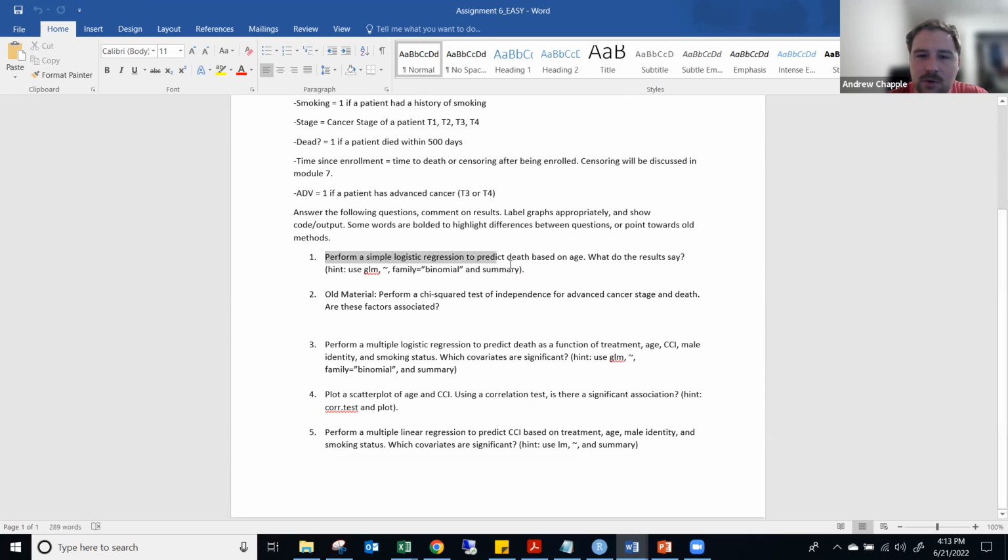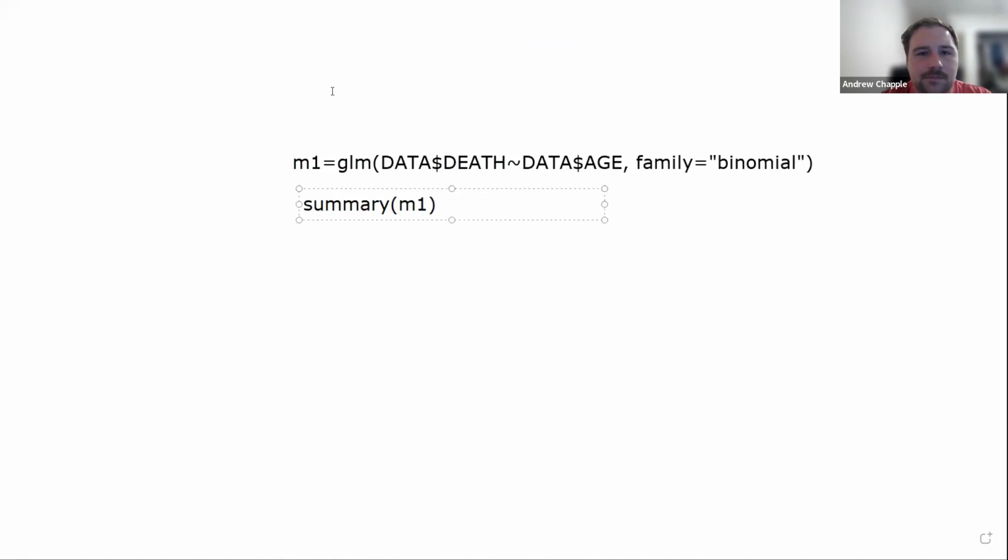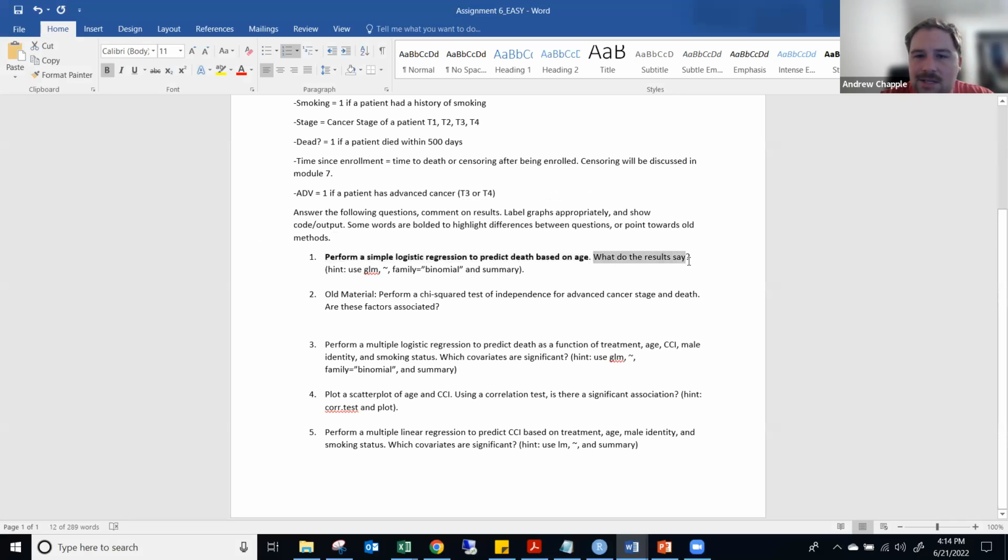The first one is to perform simple logistic regression to predict death, just death itself, based on age. Syntax-wise, I don't know what this variable looks like, but you've got data. Let's say you'd call this M1 equals glm, death as a function of age, data equals data, and then family equals binomial. I'm not sure that's what these variables look like, but that's basically the syntax. Then if you want to see how the results change, you do summary of M1 after reading this file in. So what did the results say? How does age affect the outcome?